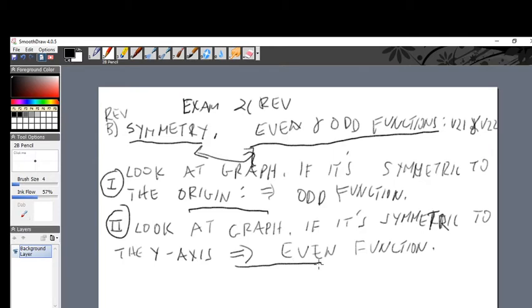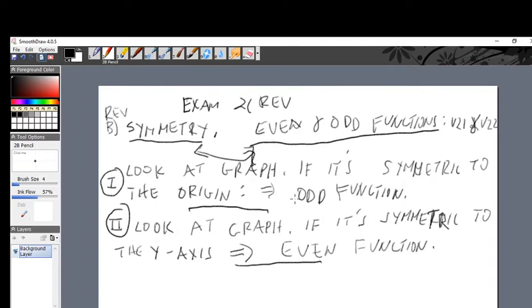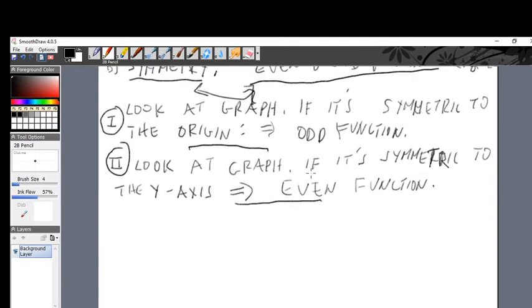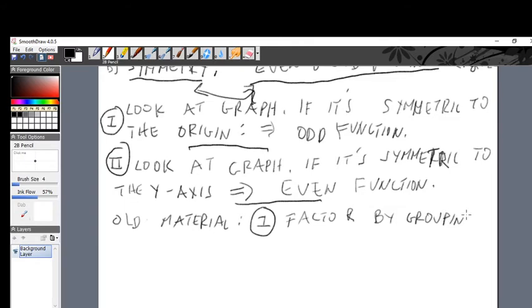Okay, next thing on the agenda to talk about. I need this paper going up now. I need more space. Here we go. Here's the next thing I got to tell you. Back to some more stuff that we need for exam number 2. Old material that you need for exam number 2. Number 1, factor by grouping. Let me remind you how to do that so you can prepare for exam number 2, because it has some old material on it.